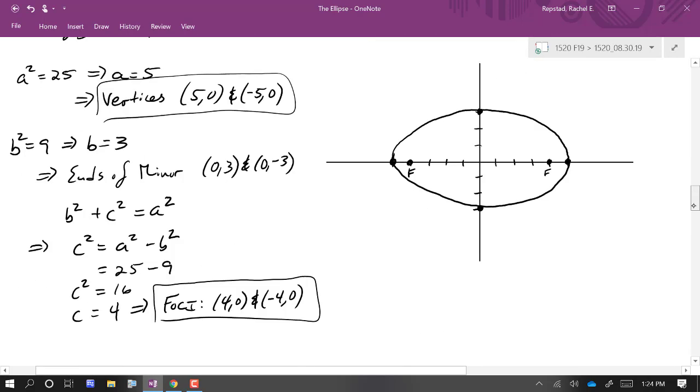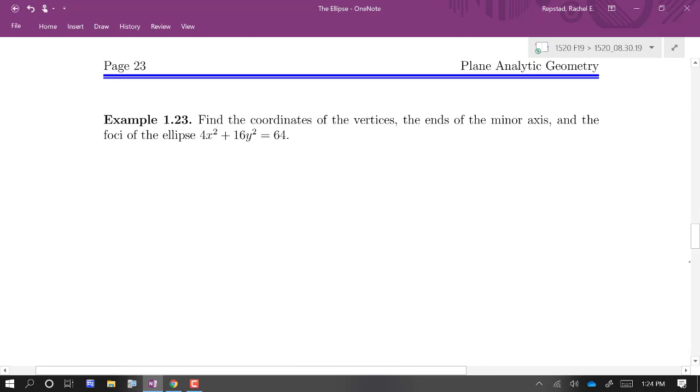And I bring that up because in our next example, they give us another equation, and they want vertices, ends of the minor, and the foci. They didn't ask us to sketch this one, but I can tell it's an ellipse. The way I can tell is that it has both an x squared and a y squared, but the coefficients are different, but both the same sign. So they're both positive, but they're not the same. If they were the same coefficient, what would we have? That'd be a circle. Yep.